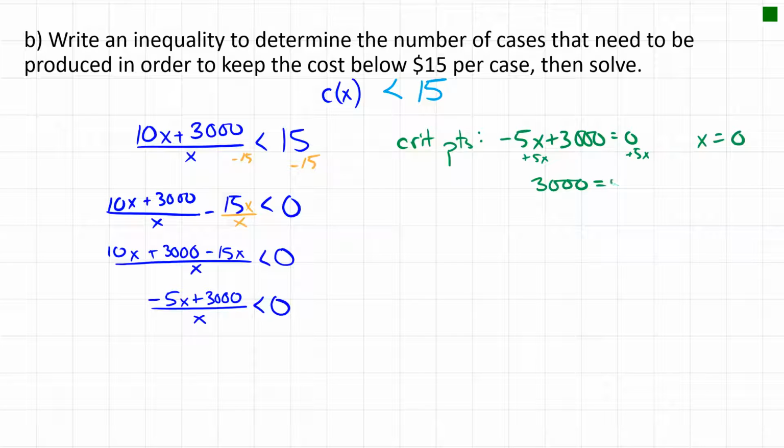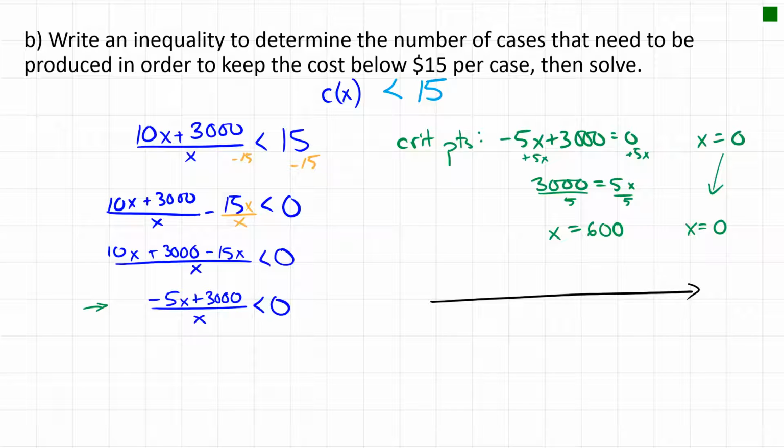So I have 3,000 on one side, 5x on the other, divide by 5, divide by 5. And so this gives me the critical point of x equals 3,000 divided by 5, which is 600. And also x equals 0 from there. So those are my two critical points for that inequality. So now I'm ready to go ahead and put these on a number line.